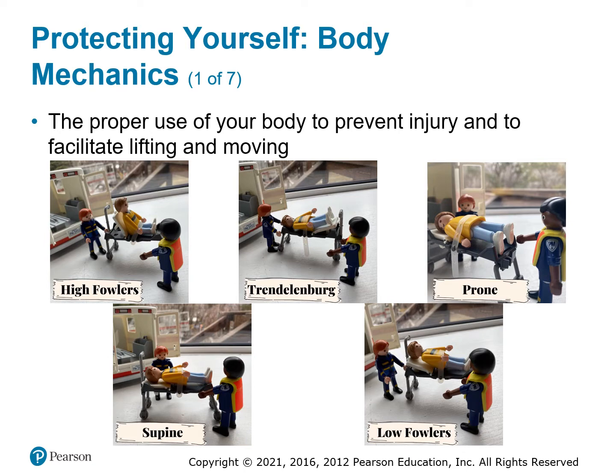So high Fowler's is basically where the patient is sitting on the cot, legs up, and they're sitting up. Trendelenburg, this is where the feet are elevated above the heart. Prone is where the patient is on their stomach. Supine is where they're on their back, and then low Fowler's is elevated at about a 30 degree angle, still laying on the cot.